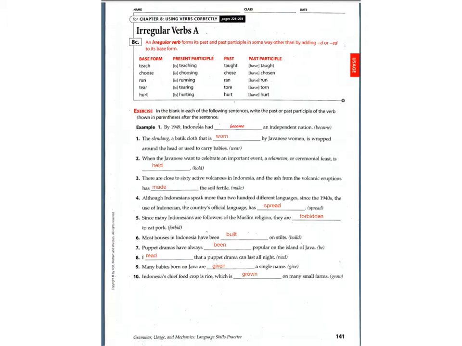So for wear, for number 1, is worn. For 2, it's going to be held. 3, it's going to be made. 4 is spread. 5 is forbidden. 6 is going to be built. 7, form of be, is going to be been. Read is just going to be read. Give is going to be given. All right. And then 10 is going to be grown. All right. So those are the answers for last night's homework.